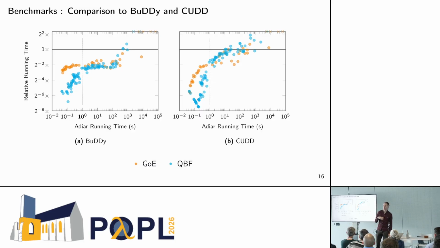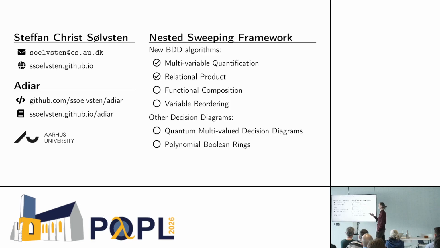And with that, we can kind of say that with nested sweeping, we have been able to actually take these results we had from 2022, where we also had a 4-factor decrease in performance, and we've been able to translate it over to these more complex operations like the existential quantification.